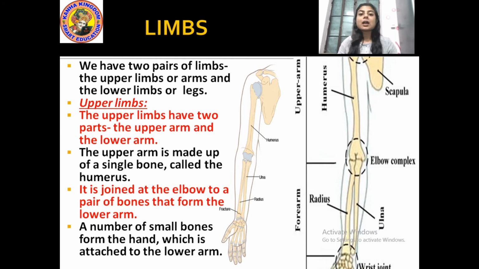The bone that starts from the shoulder to the elbow is called the humerus, which is connected to the elbow, and from the elbow to the wrist, the bones that are joined are of two pairs. One is known as radius and the other one is known as ulna. Several other small bones are connected to this radius and ulna, which form the palm of your hand and the fingers. Now let us move to lower limb.